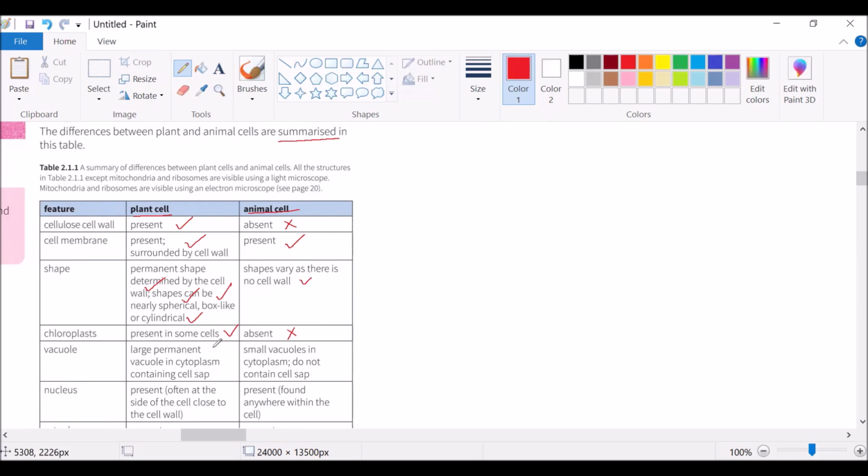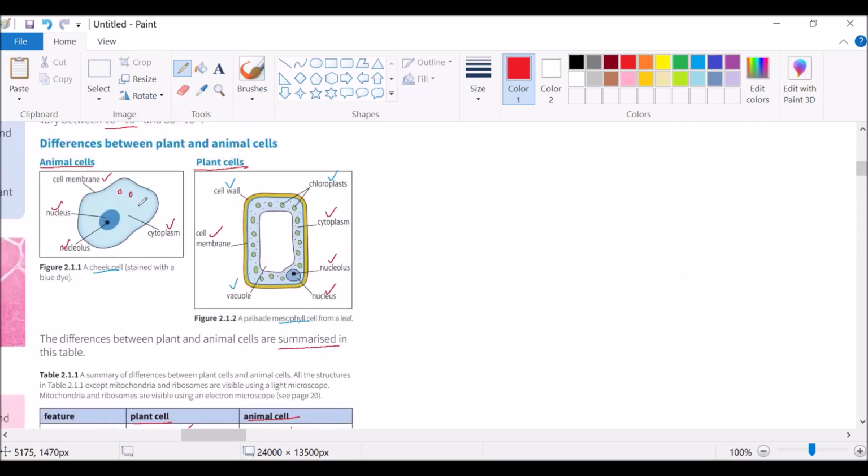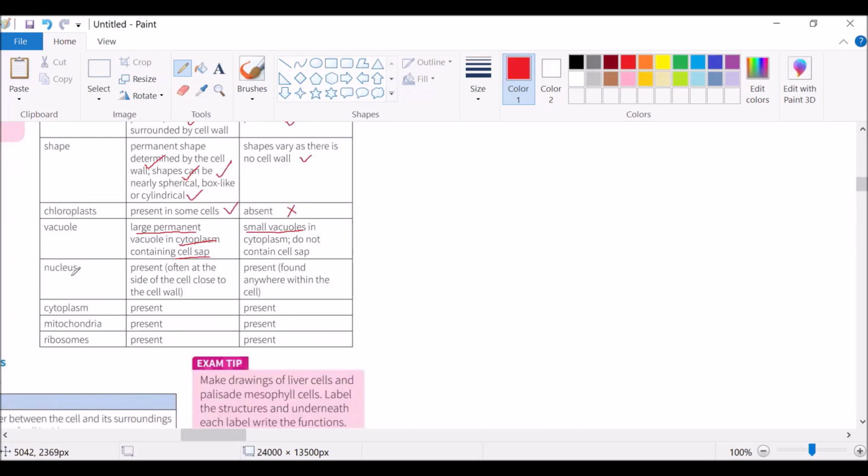The vacuole in a plant cell is large, permanent and central in the cytoplasm, and contains cell sap. In animal cells, we have small distributed vacuoles in the cytoplasm, as opposed to a central and permanent vacuole in plant cells. The nucleus in plant cells is often found at the side of the cell, close to the cell wall. The nucleus in animal cells is found anywhere within the cell.